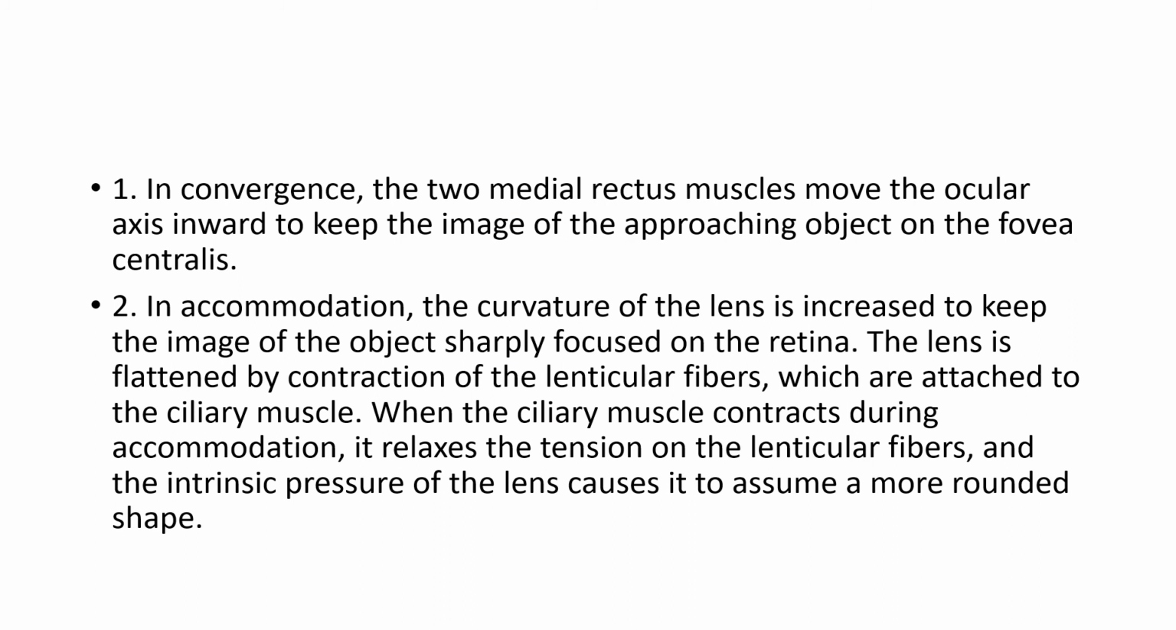In convergence, the 2 medial rectus muscles move the ocular axis inward to keep the image of the approaching object on the fovea centralis, or the sharpest point of vision, remember. In accommodation, the curvature of the lens is increased to keep the image of the object sharply focused on the retina. The lens is flattened by contraction of the lenticular fibers, which are attached to the ciliary muscle. When the ciliary muscle contracts during accommodation, it relaxes the tension on those lenticular fibers, and the intrinsic pressure of the lens causes it to assume a more rounded shape.